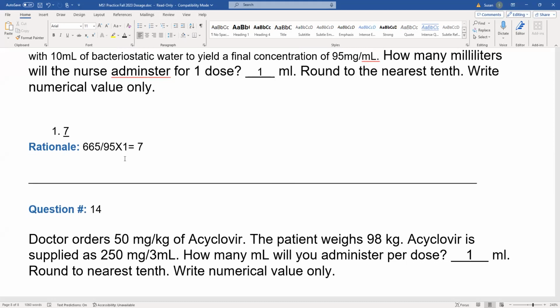Your desired dose is going to be your patient's weight, which is 98 kilograms, times your 50. If it was in pounds, you would have to convert it first. So your desired dose is 4,900 milligrams. And what you have on hand is 250 per 3 mL.